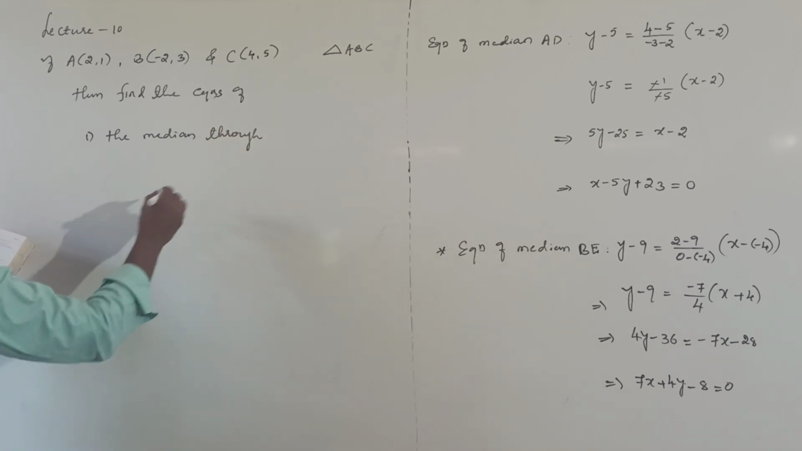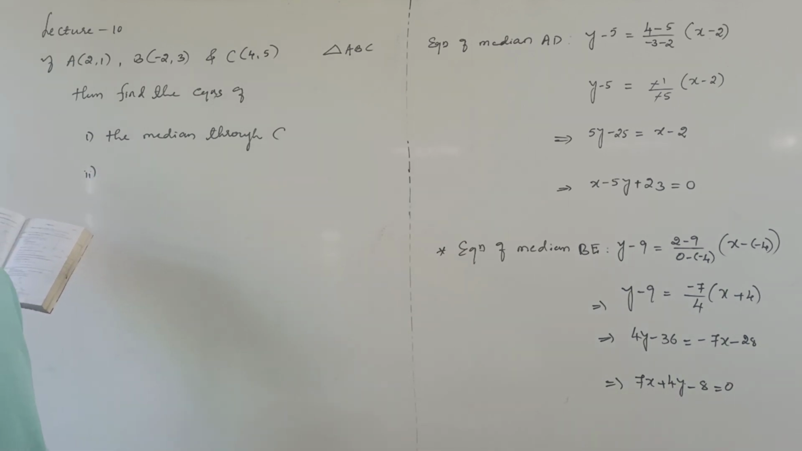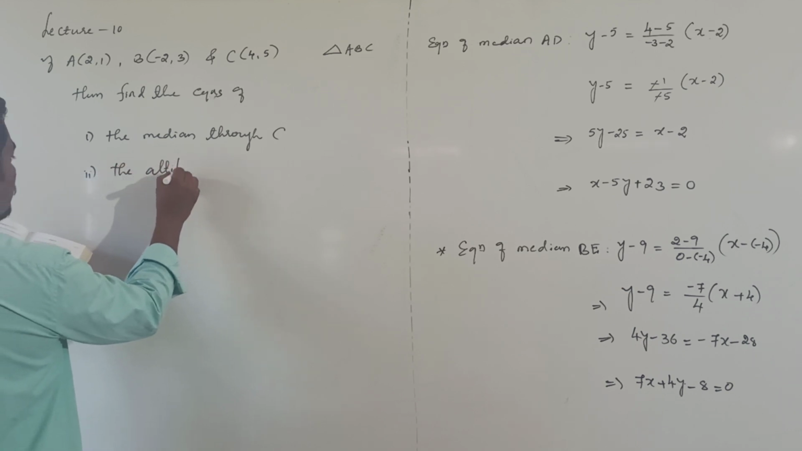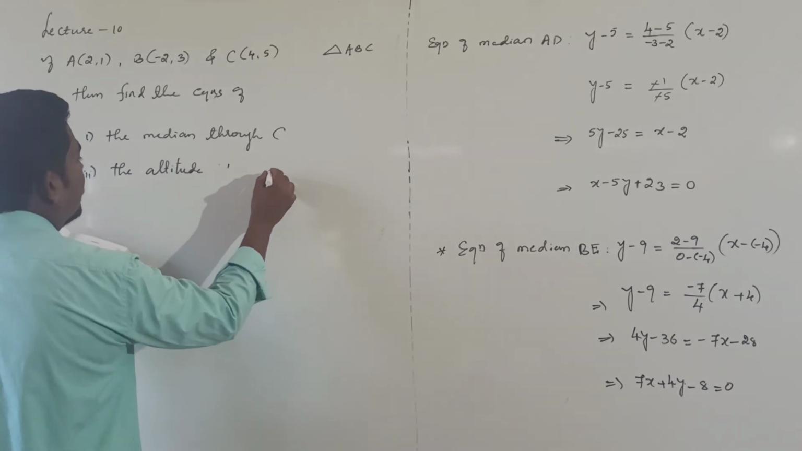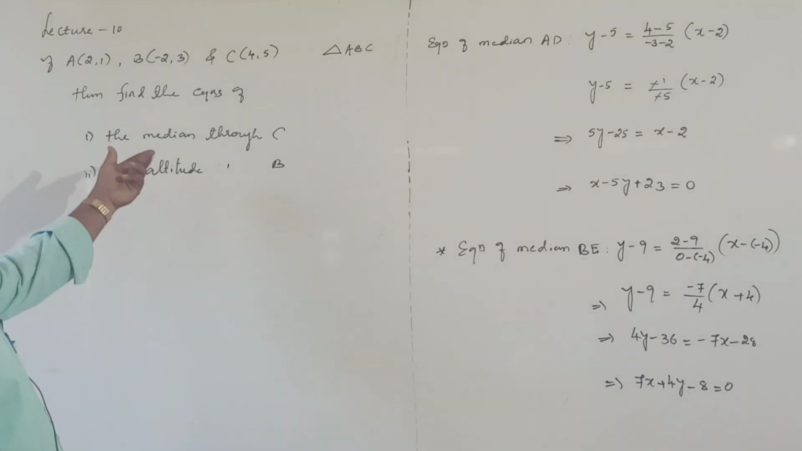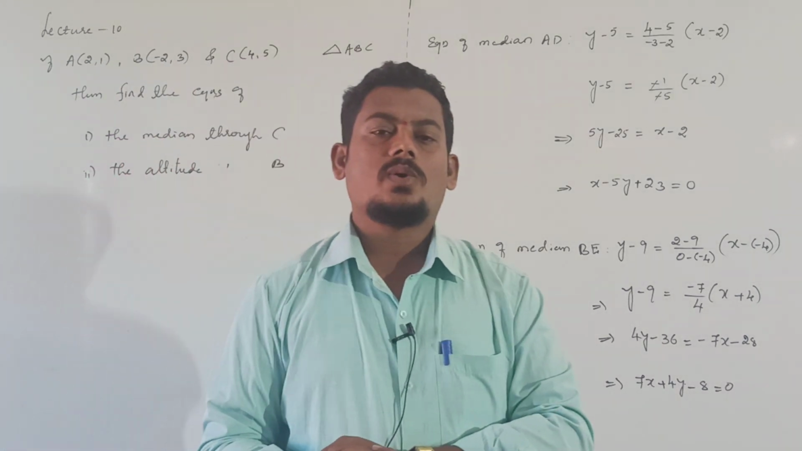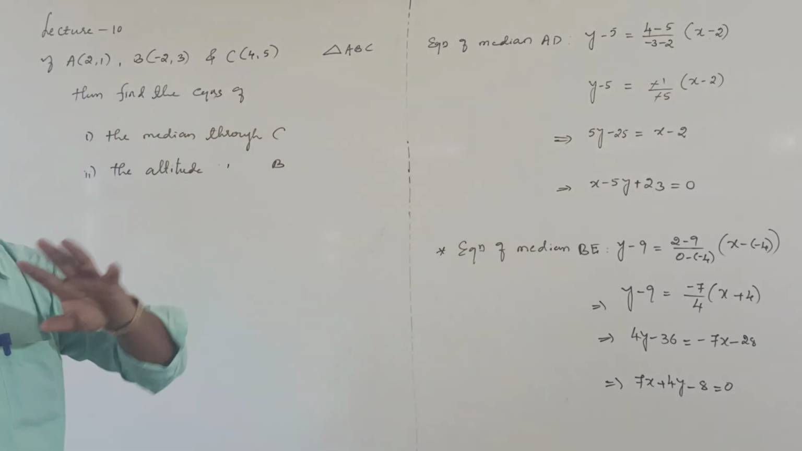Median through C means vertex C, right? Second question, the altitude through B. Altitude through B, this is the question. In this case, they asked only one median, through vertex C, and the altitude through vertex B. Not all the medians, right?